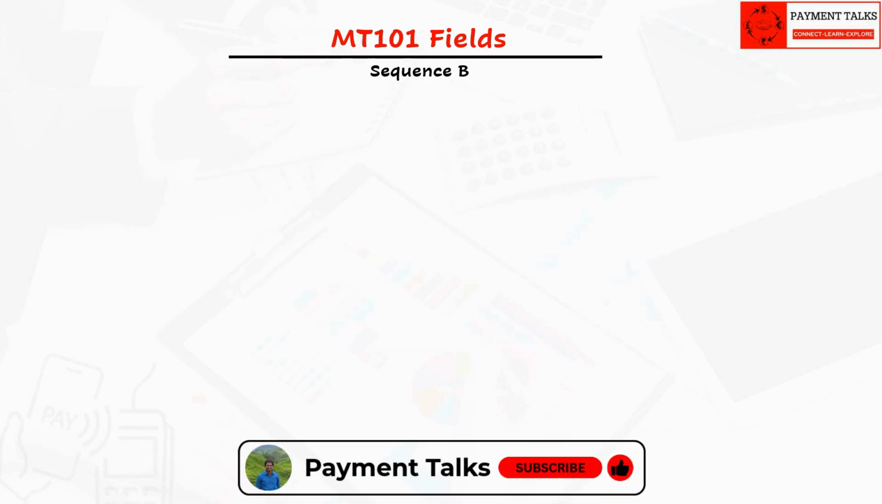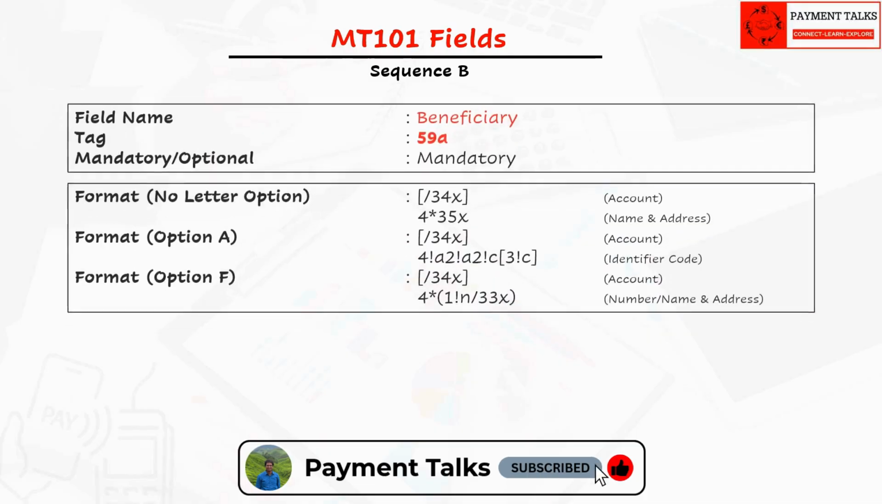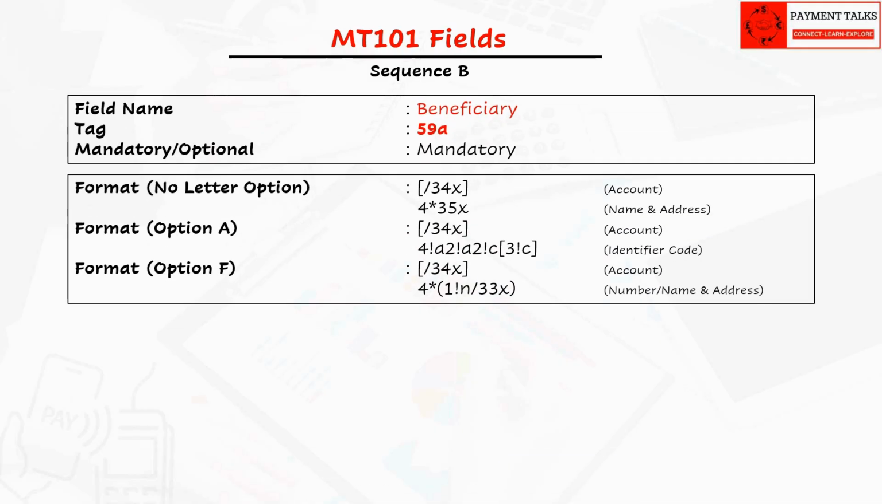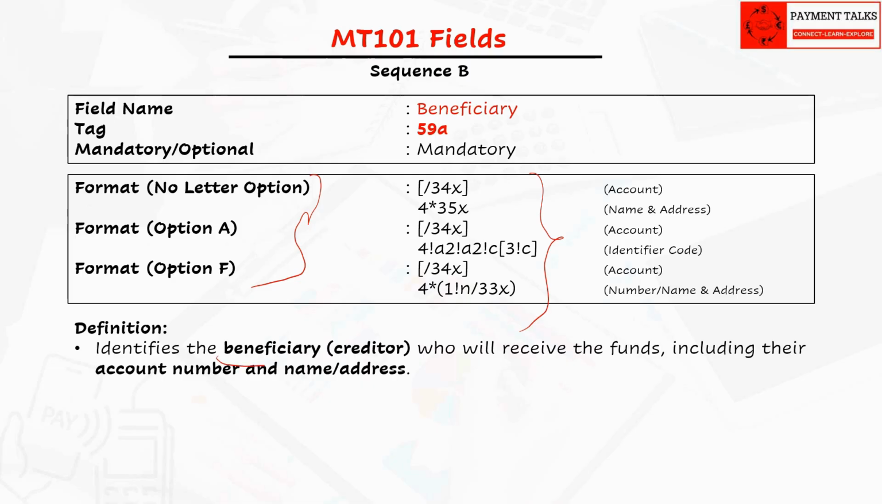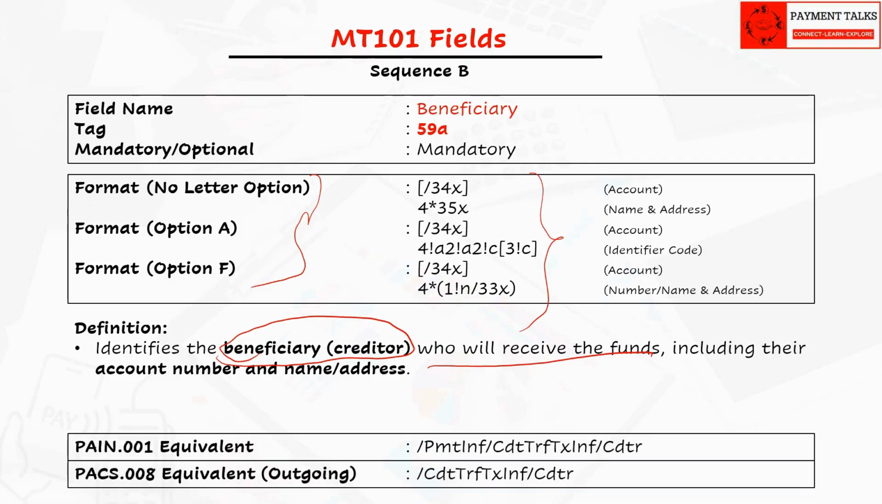The next field is beneficiary, tag 59A. This is a mandatory field. The format is as shown with 3 options: no letter, A and F. This is a straightforward field which identifies the beneficiary, the creditor, who will receive the funds, including their account number and name and address. In the ISO world, this field is mapped to the creditor. The PAIN.001 equivalent is also the same creditor, and even in outgoing PACS.008, the same is mentioned in creditor.